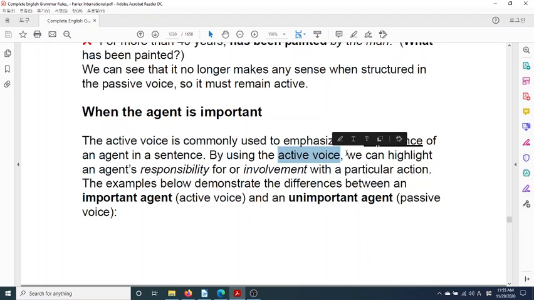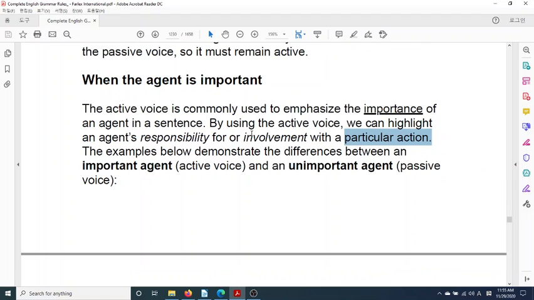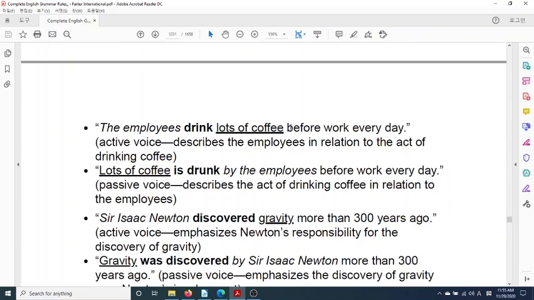By using the active voice, we can highlight an agent's responsibility for or involvement with a particular action. So when the person or the subject, the agent, is more important than the action, you must use or really should use active voice. These examples below demonstrate the difference between an important agent, where you should use active voice, and an unimportant agent, where you can use passive voice, it's fine.